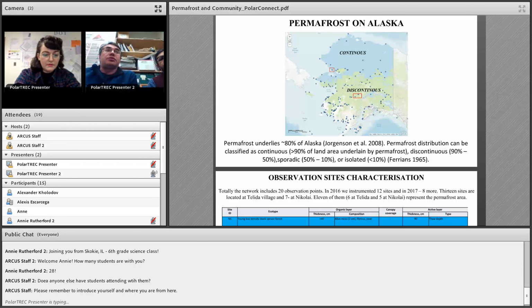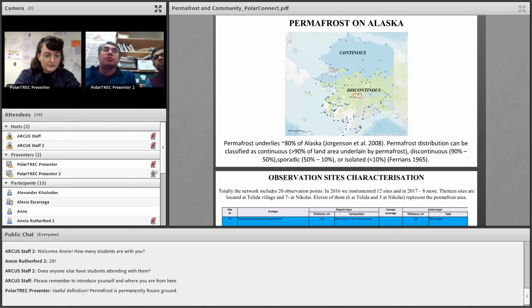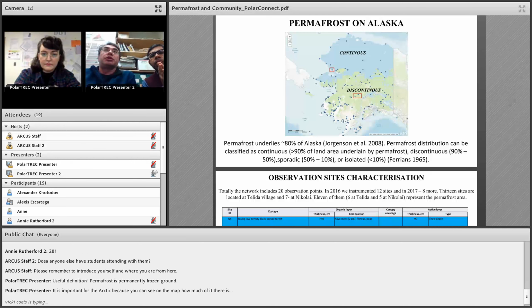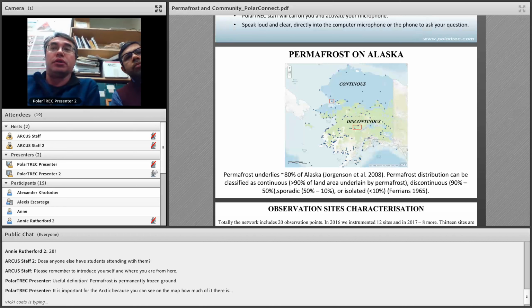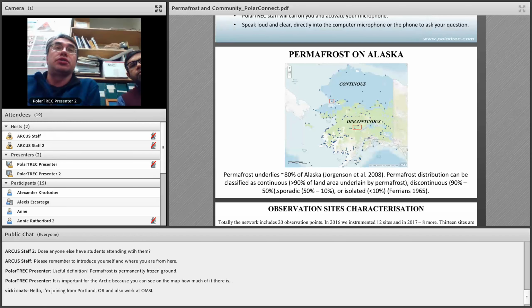So we decided the idea of this project should be to find out what people's real concerns about climate change are around the communities, and whether it is different in the continuous and discontinuous permafrost zones. We started with the villages of Nikolai and Telida, typical communities of the discontinuous permafrost zone of interior Alaska. There were two main directions of this project. First, to collect social information like traditional knowledge, and we also conducted a community survey to figure out what people know about climate change, whether they know anything about permafrost, and what they are concerned about.